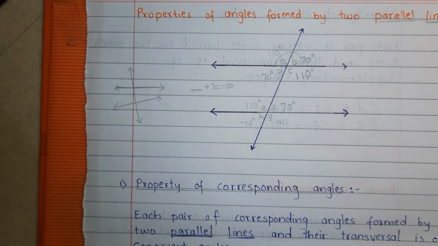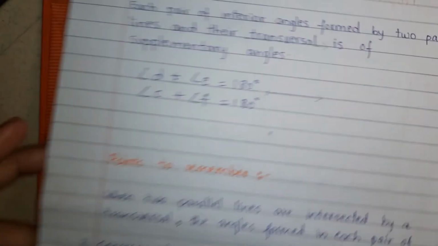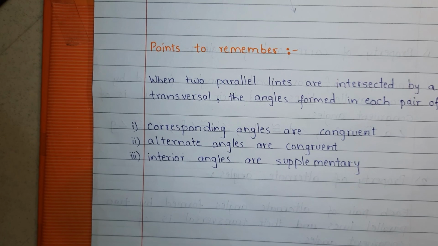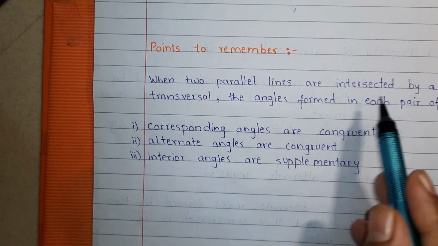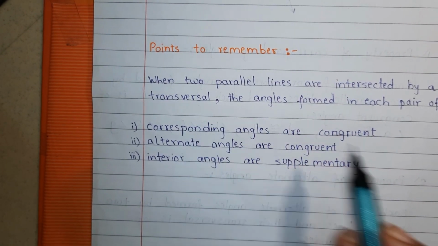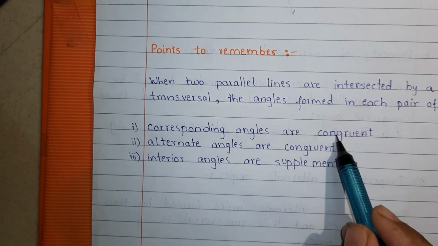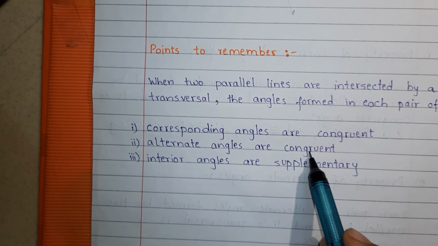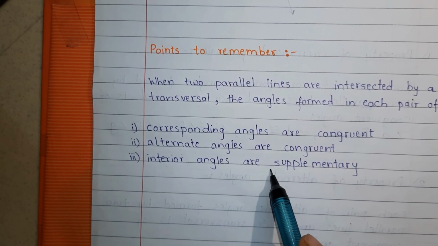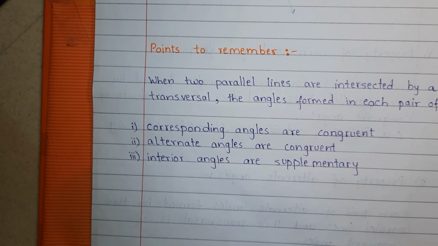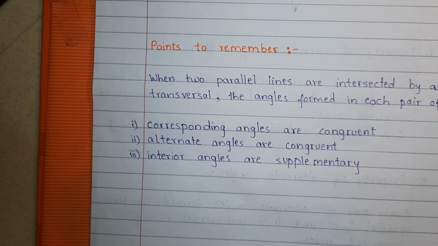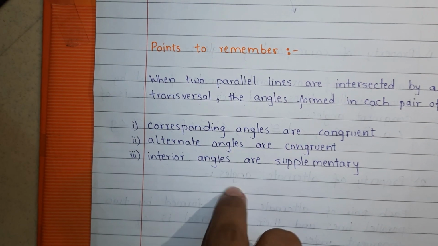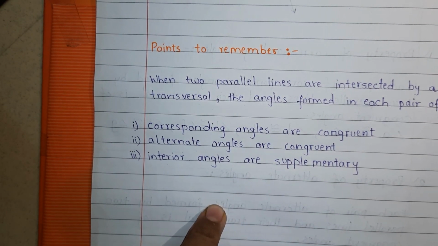So these are the properties of the pair of angles formed by 2 parallel lines and the transversal. Corresponding angles are congruent, alternate angles are congruent, interior angles are supplementary. Understood? So you have to learn these properties, and in the next lecture we will start the problems.